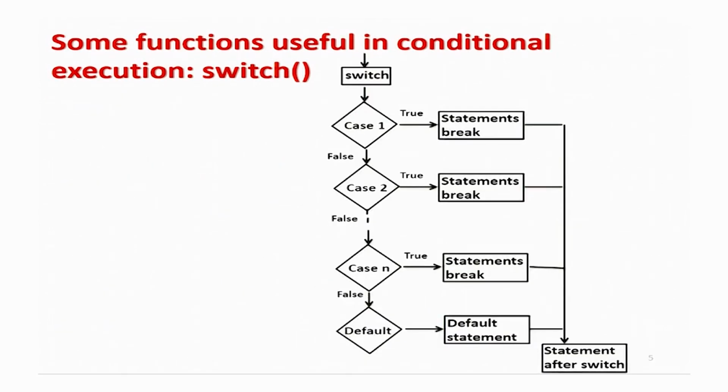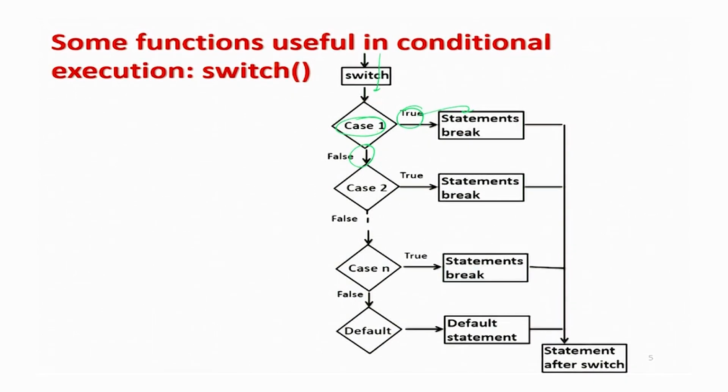So, the flow chart of this switch command will look like this. You start operating the switch command, it will come to case 1 and try to compare it with the values listed after that. If this turns out to be true, then the statement breaks, and if this condition comes out false, then the control will come to the next value and try to compare.